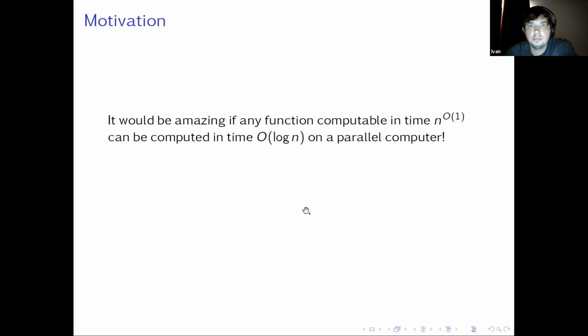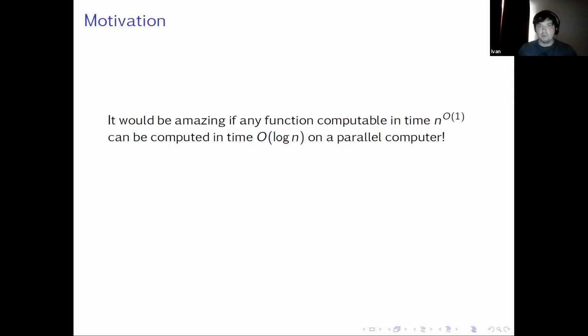So let me first give you some very simple cues about what is happening. All right, we want to show that there are functions that you cannot compute in log time, right? So basically that there are some functions that are not parallelizable as much as possible.